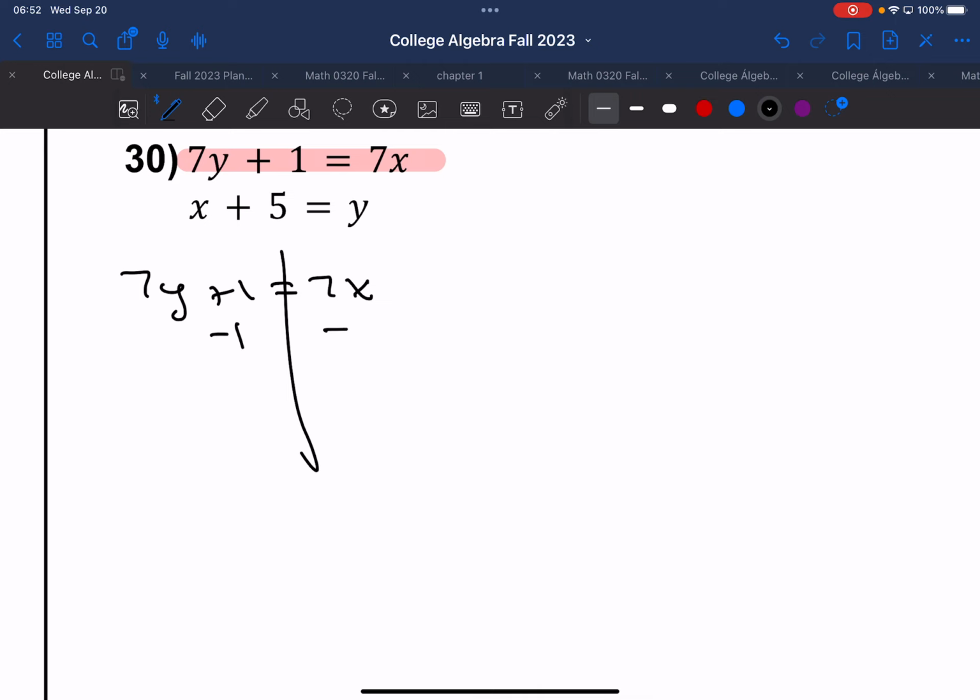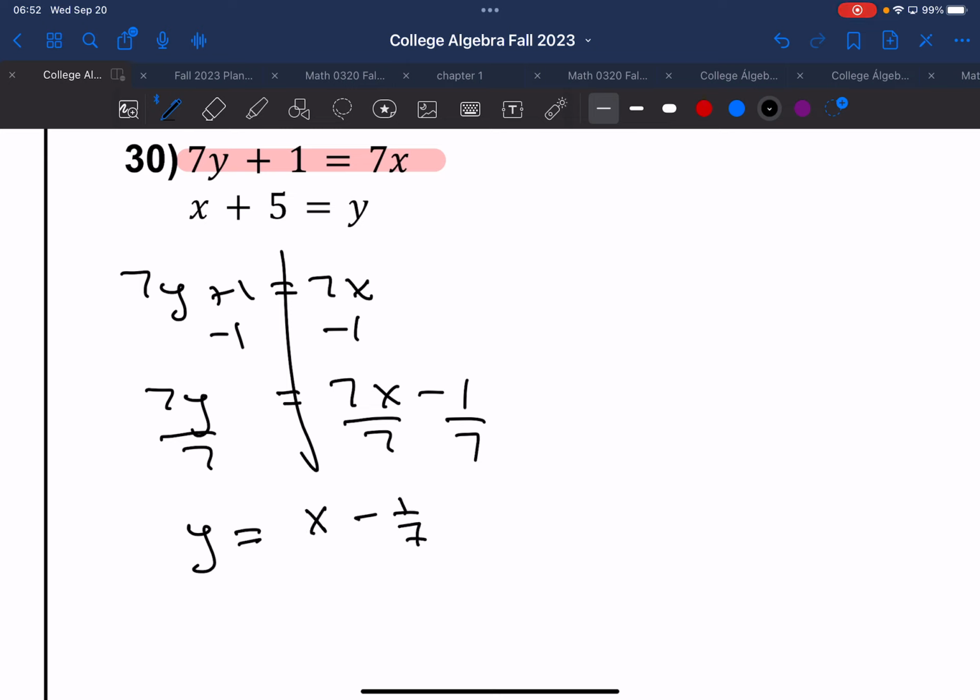Good, subtract 1. So we have 7y is equal to 7x minus 1. And then last step, divide by 7, every term. So I have y is equal to, what number is going to be in front of x? It's just x, right? Because we don't write 1x. Minus 1/7. Okay, so that's our new top equation.